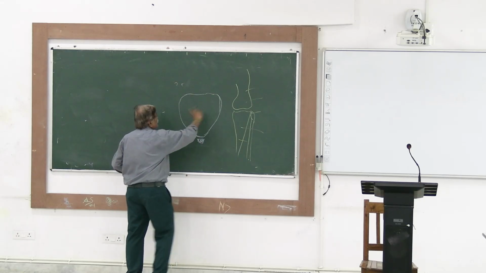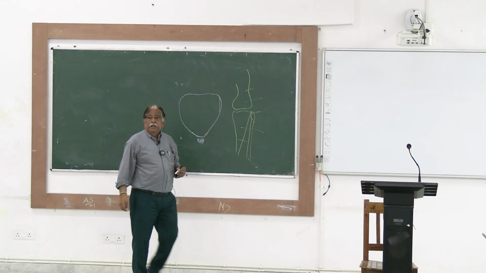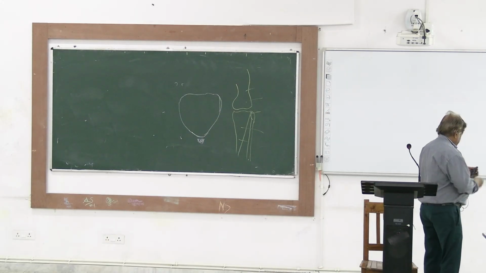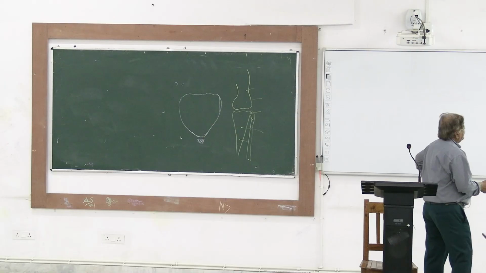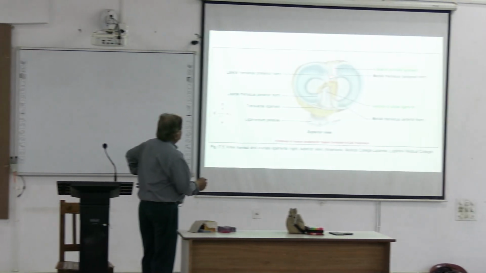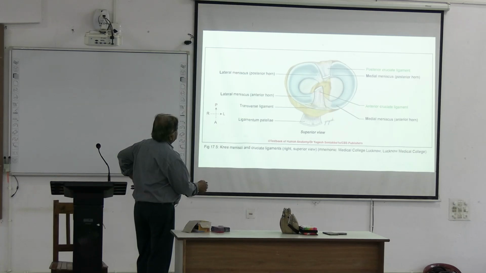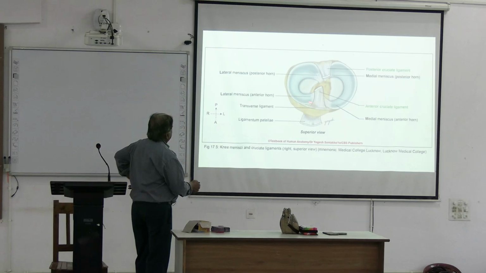See, you just draw like this and then you go on marking. Now, see the posterior cruciate ligament, the transverse ligament, these two menisci here, and see the lateral meniscus anterior horn, the lateral meniscus posterior horn, and anterior cruciate ligament, medial meniscus anterior horn, and transverse ligament is here, ligamentum patellae.